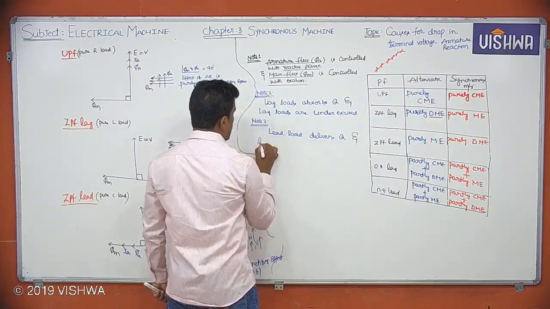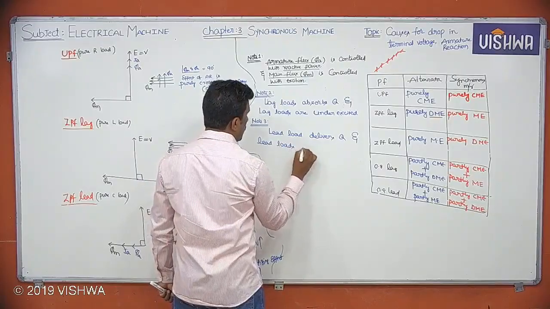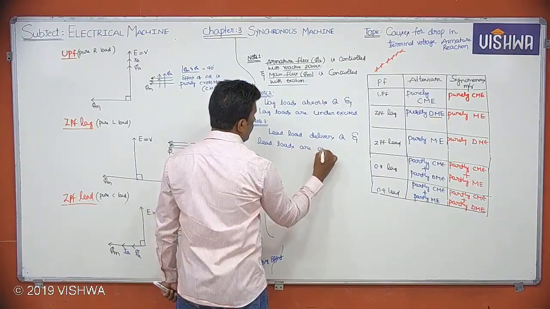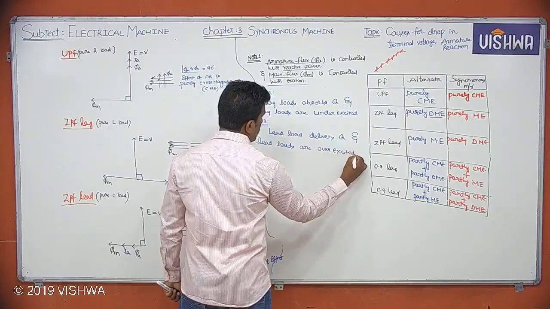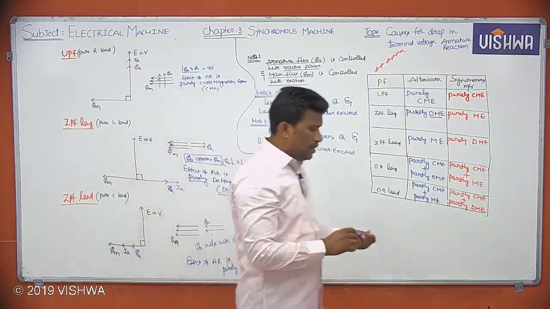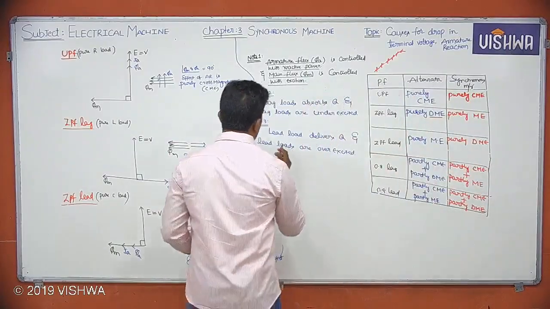And lead loads are overexcited. Lead loads are overexcited. So these words are very important. You should understand them, otherwise it will be very difficult for you to follow. Okay, what is the property of lag loads?